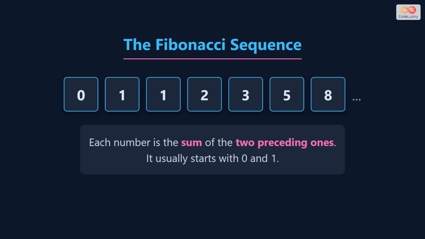First, let us define what the Fibonacci sequence actually is. It is a series of numbers where each number is the sum of the two preceding ones. The sequence typically starts with 0 and 1. So, 0 plus 1 equals 1, 1 plus 1 equals 2, 1 plus 2 equals 3, and so on. It is a simple pattern, but it grows very quickly.